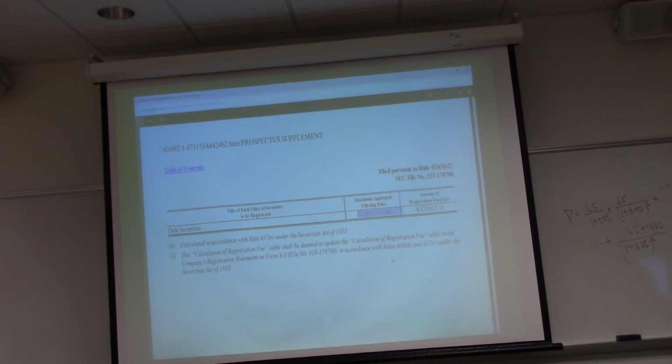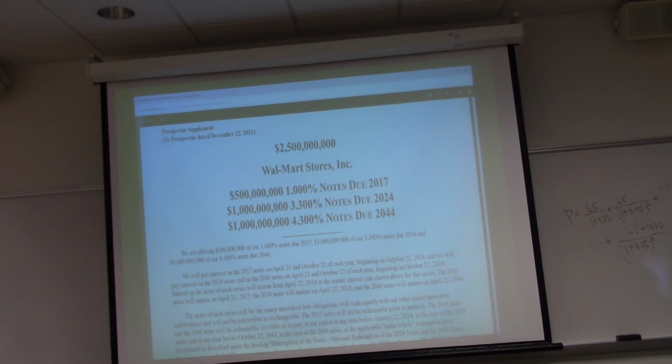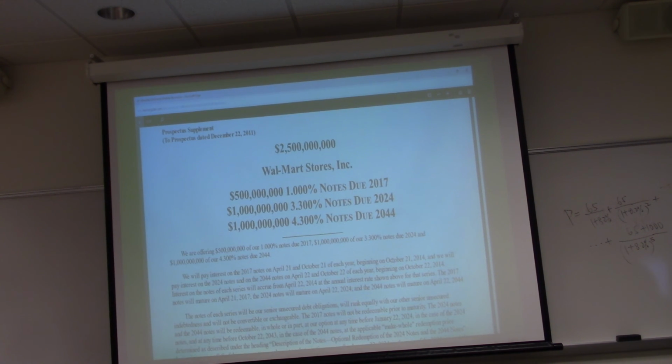Because interest rates are low. So raising money for their debt because interest rates are low? Yeah. Makes sense, right? Interest rates are low, so they issued due in 2017 for only 1% coupon, 1% of interest they paid. In 2024, 3.3. 2044, they only pay 4.3%. This is their borrowing cost. So this happens in 2011, so market interest rate is low. So companies are trying to increase the debt by issuing lots of bonds because interest rates are low.